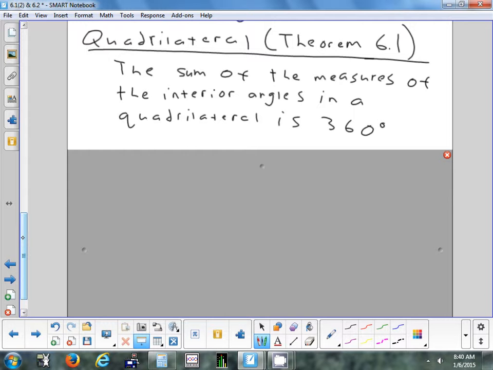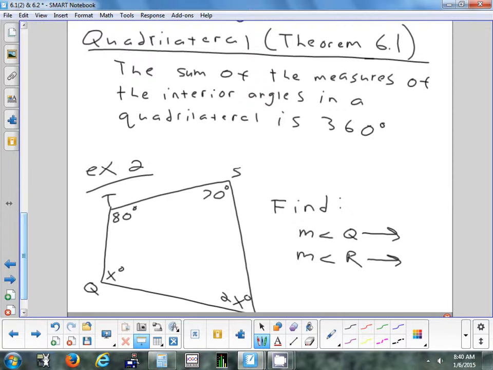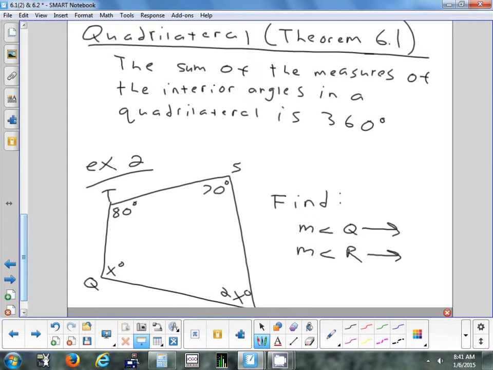Great, so let's look at one example here. In this example, they want you to find angle Q and angle R. They tell me angle T and angle S. Now, if this was a parallelogram or some other kind of special quadrilateral, there's all kinds of other properties we could use. But this is just a generic quadrilateral. We don't know anything about it other than the angles add to 360.